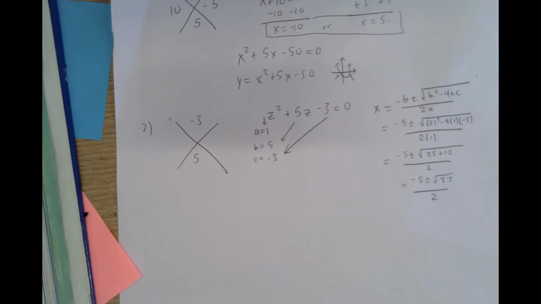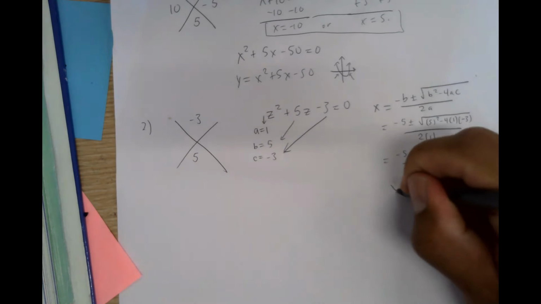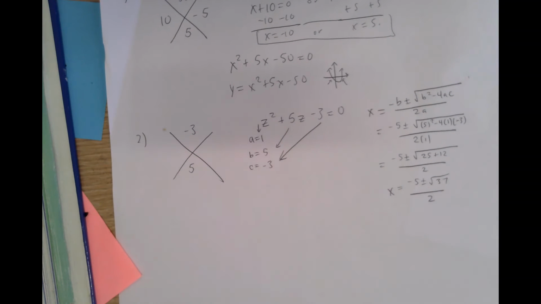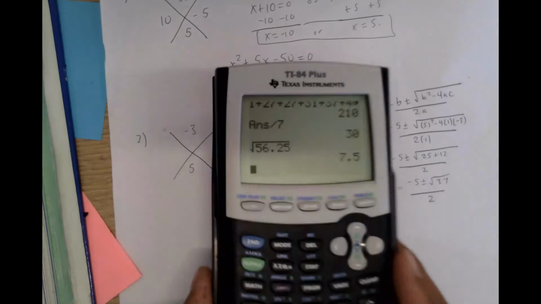You can't take the square root of 37. 37 is a prime number, meaning only 37 and 1 go into it. So we could just leave this as our answer. I will say again, just to remind you, that this plus or minus means that there are two different answers. There is one where you add the square root of 37, and there's one where you subtract the square root of 37.